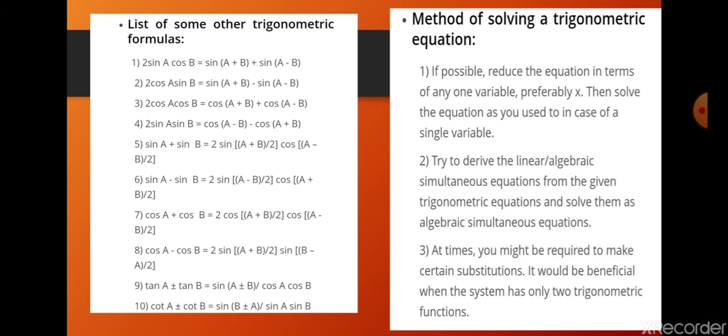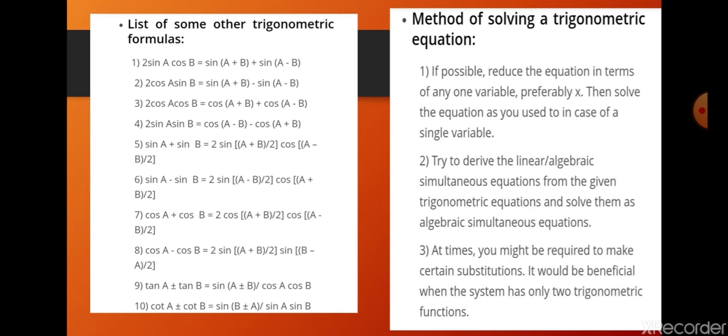Ninth one, tan A plus or minus tan B equals sin of A plus or minus B divided by cos A into cos B. Cot A plus or minus cot B equals sin of B plus or minus A divided by sin A into sin B.